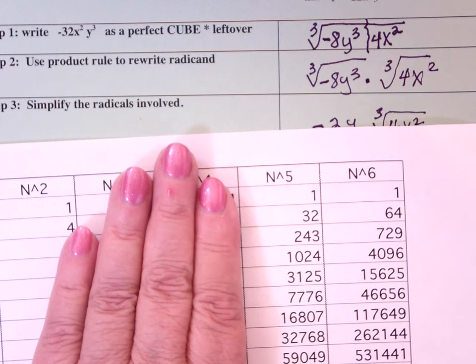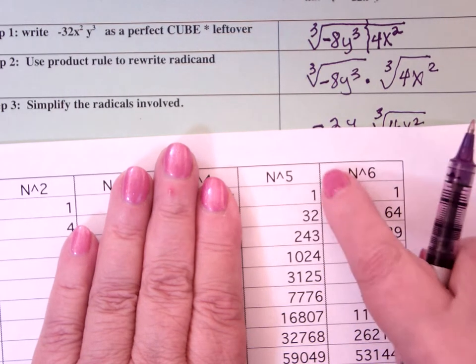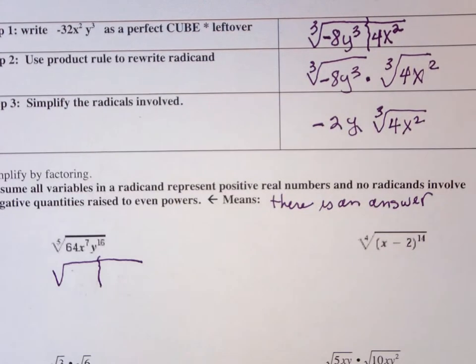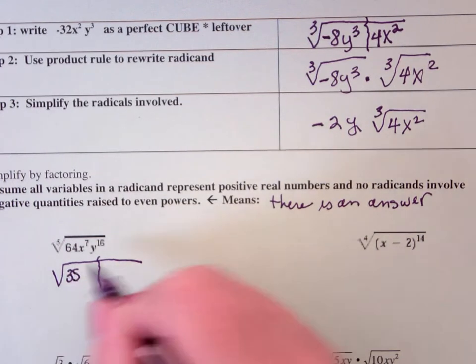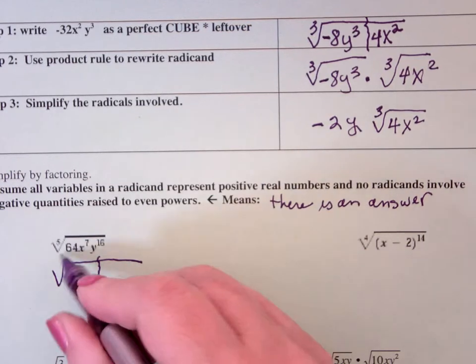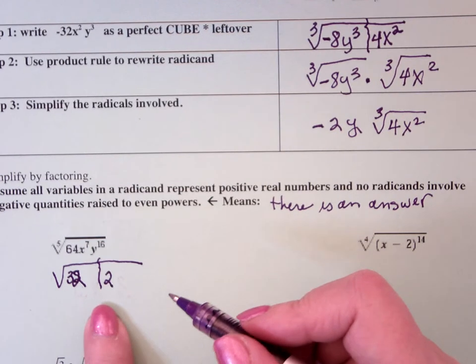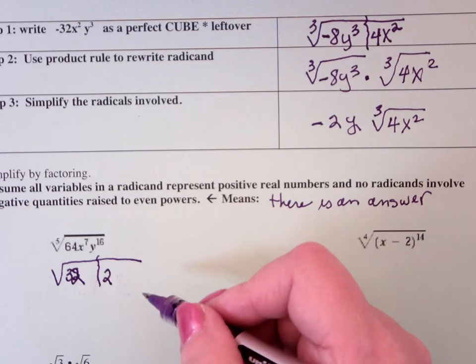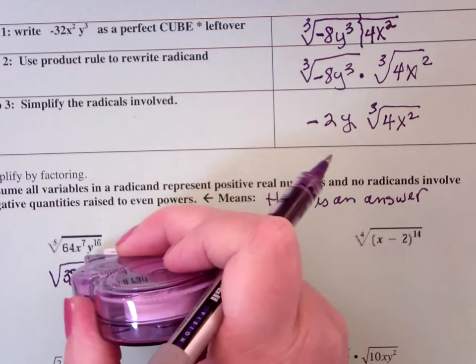And I'm going to cover up everything else so I don't confuse myself, because if the index is 5, I use the 5s column. And 32 is the only possibility. Does 32 divide 64? Yes. So 32 is the thing that's to the 5th power, and then 2 left over. 32 is to the 5th power, and then I have 2 left over. And I'm going to take this thing out.